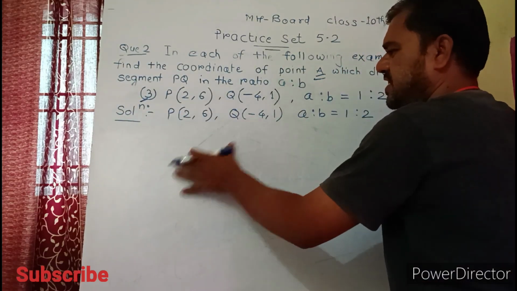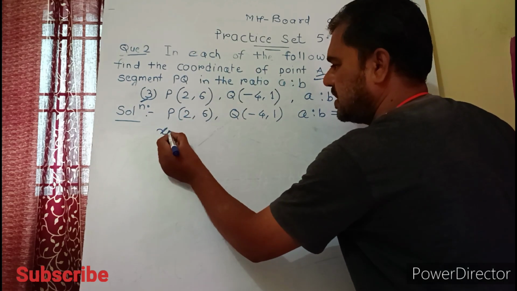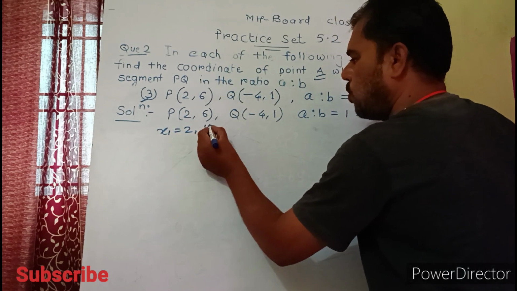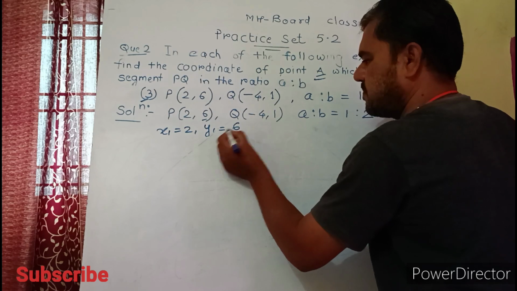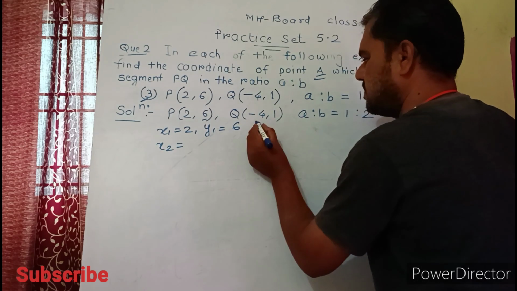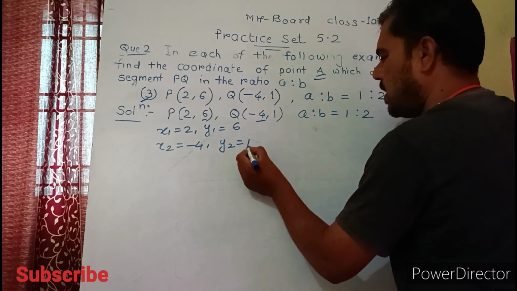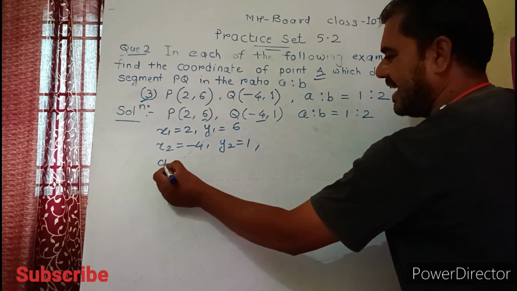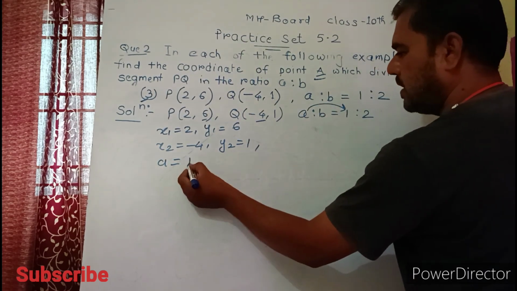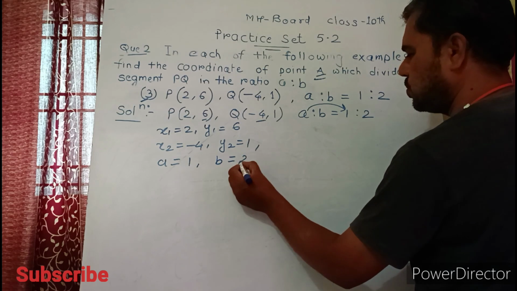Now the third sub question of question number 2. Write down the question as it is. Now the value of x1 is here 2, y1 equals 6, x2 equals minus 4, and the value of y2 is 1. The value of a is 1 and the value of b is 2.